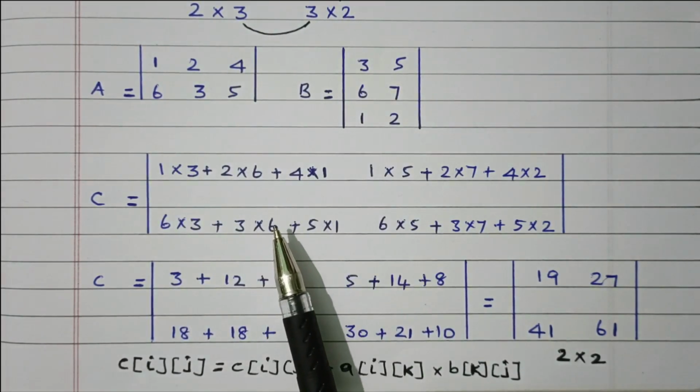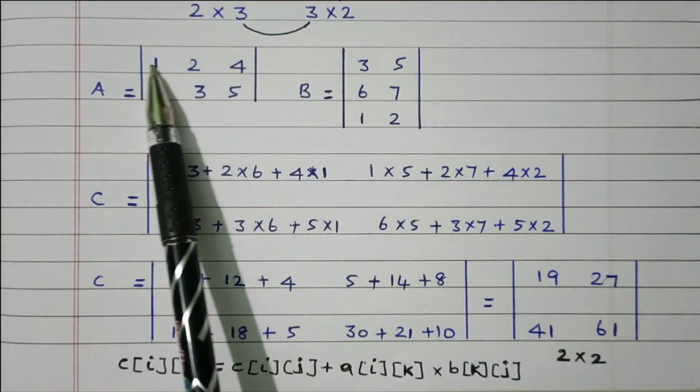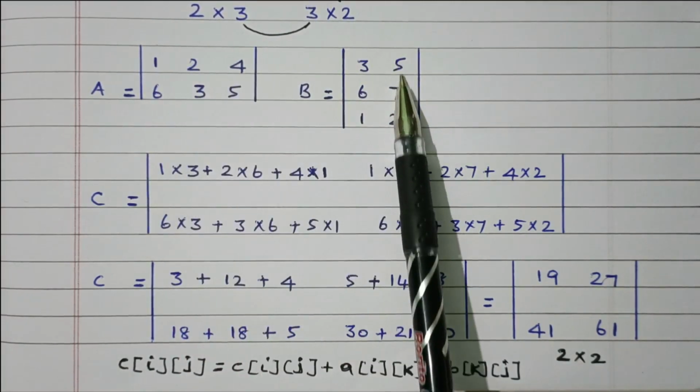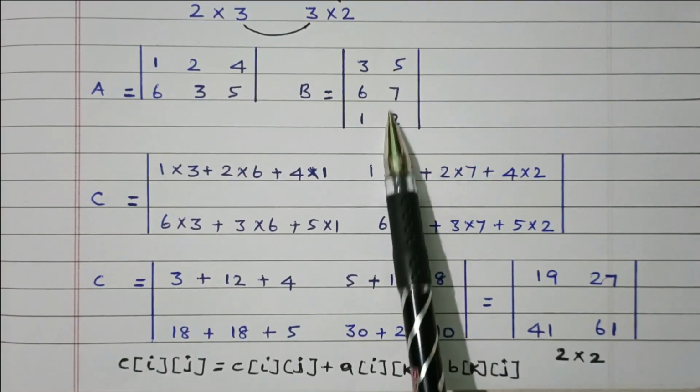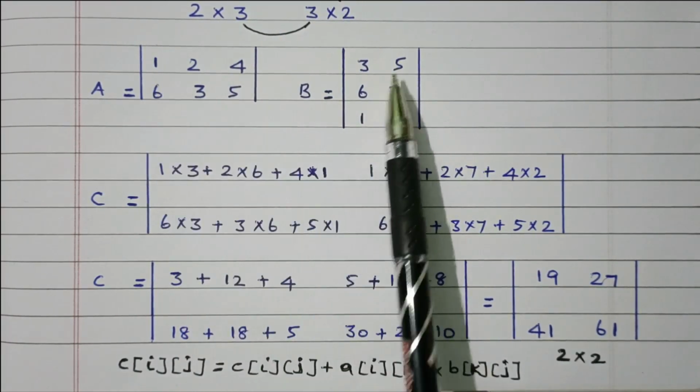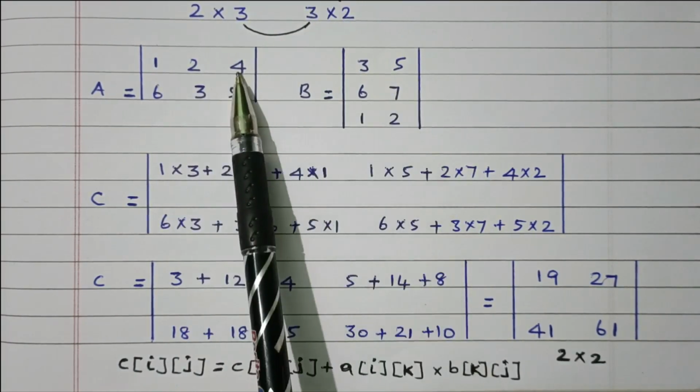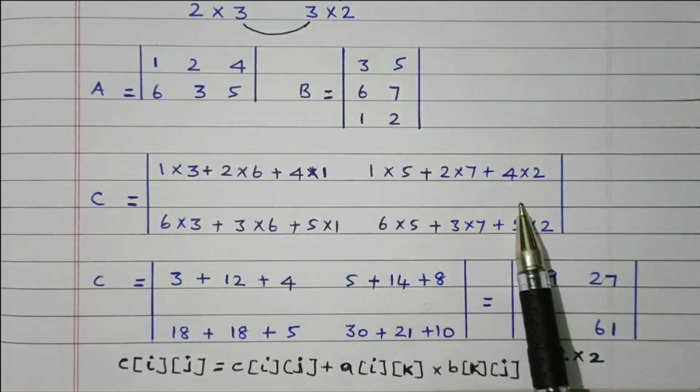Right. For the second one, what we are doing is the same. This first row, three elements, is multiplied with the second column elements: 1 into 5, 2 into 7, 4 into 2. They are all added together.